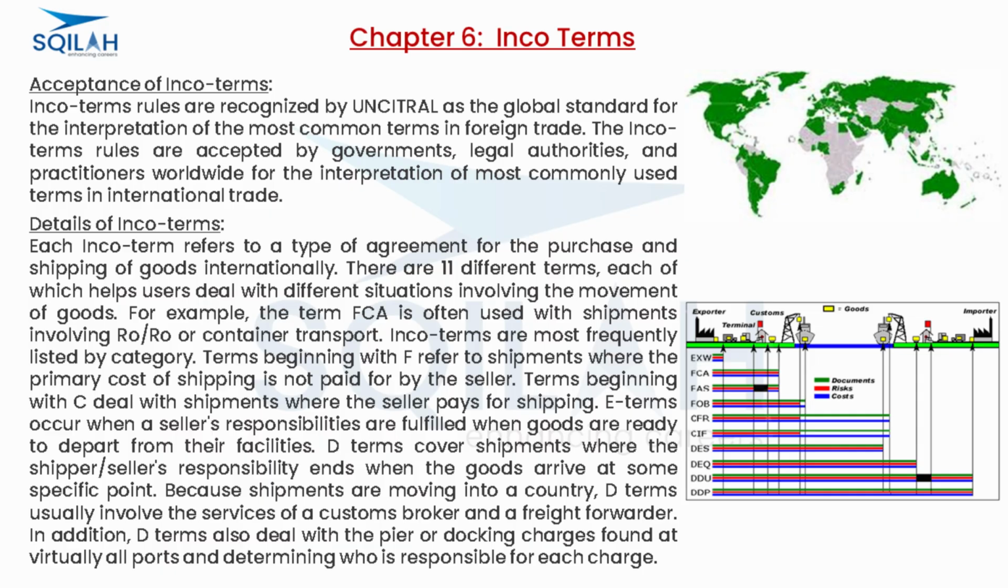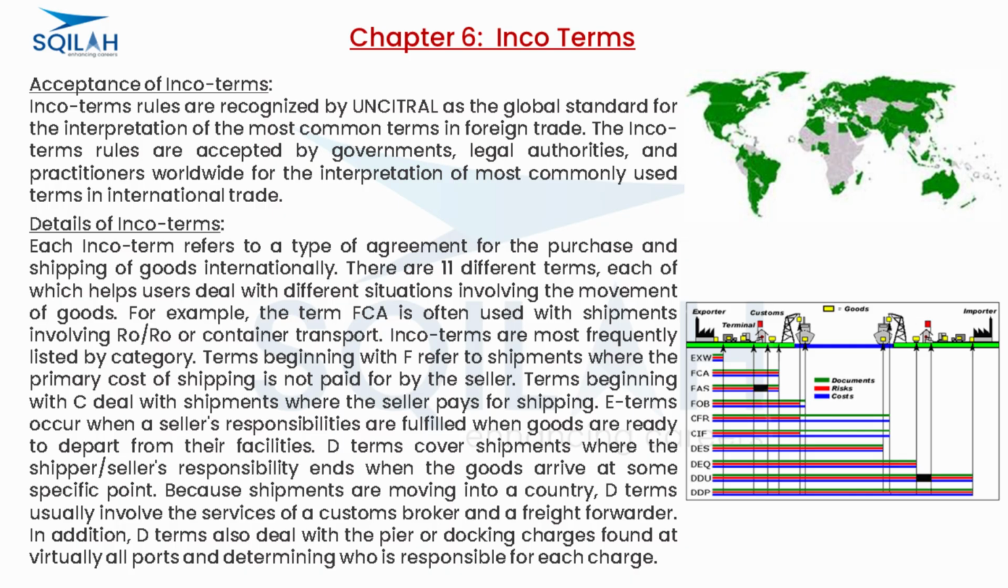Terms beginning with F refer to shipments where the primary cost of shipping is not paid for by the seller. Terms beginning with C deal with shipments where the seller pays for shipping. E-terms occur when a seller's responsibilities are fulfilled when goods are ready to depart from their facilities. D-terms cover shipments where the shipper/seller's responsibility ends when the goods arrive at some specific point.